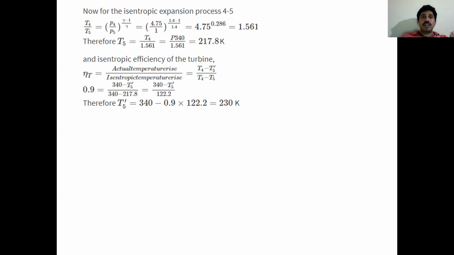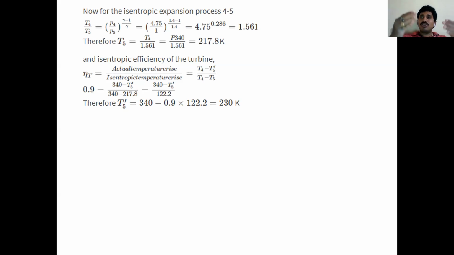Actual means we use turbine efficiency. The next step is important. Go with turbine efficiency, which is actual temperature difference divided by ideal temperature difference. In the turbine, expansion takes place, so actual temperature drop divided by ideal temperature drop: T4 minus T5 dash by T4 minus T5. Turbine efficiency is given as 0.9. By substituting all values, we get T5 dash. Actual temperature at the exit of the turbine is 230 Kelvin. So that is the last one, 230 Kelvin.